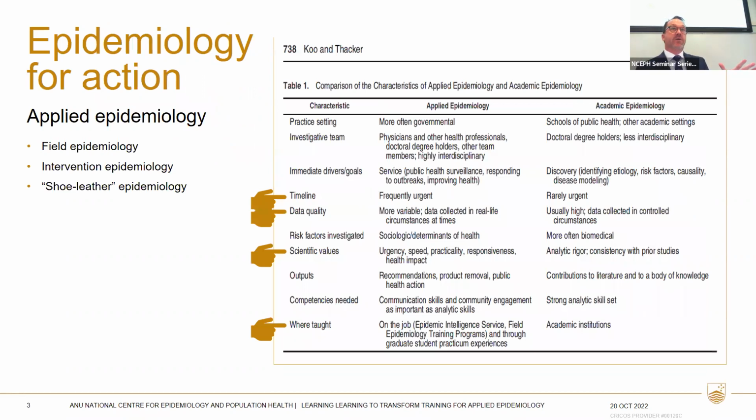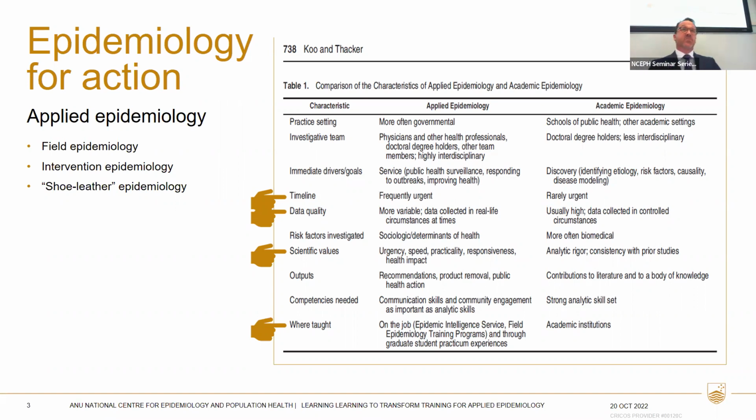Let me clarify what I mean by applied epidemiology. The standard explanation comes from a paper by Koo and Thacker, who graduated from the first applied epidemiology training program, the US CDC's Epidemic Intelligence Service. Field epidemiology is the common term, and Koo and Thacker reserve that for the most urgent health problems. They use applied epidemiology as an umbrella term for field intervention and shoe leather epidemiology, which are essentially synonymous, all having the characteristic of epidemiology for action.